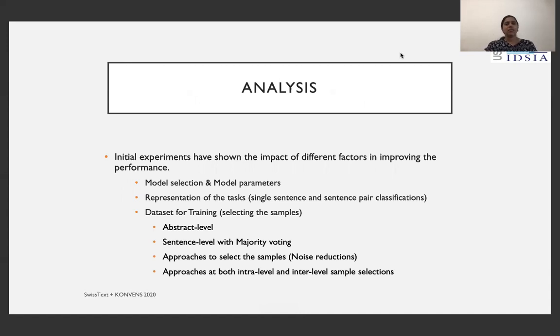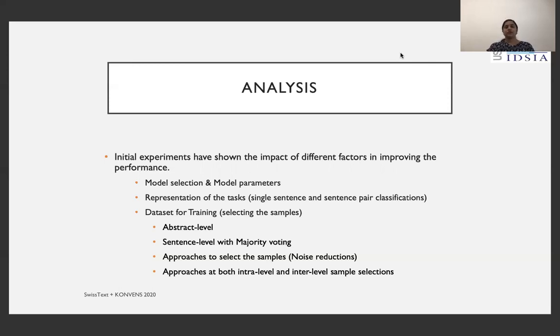Of course, one of the main factors is hyperparameter tuning. Another factor, as I discussed, was the representation of the task. So we experimented with single sentence and sentence pair classifications with respect to the BERT model. And we found that for relation extraction, sentence pair classification was giving better performance compared to single sentence classification.